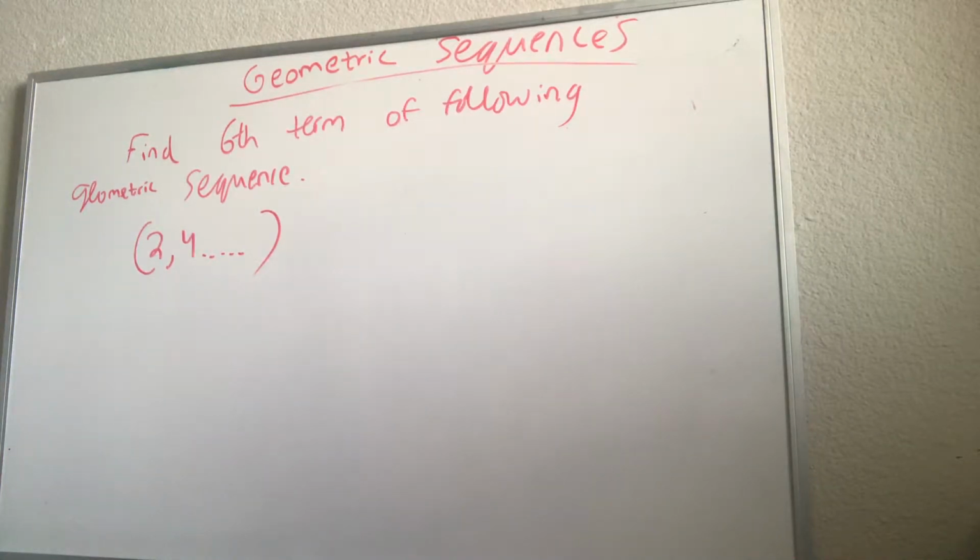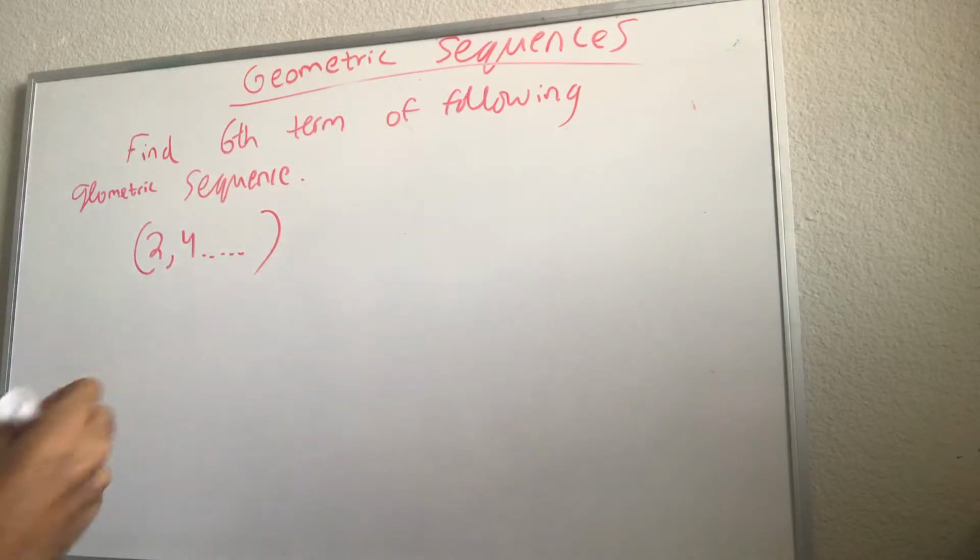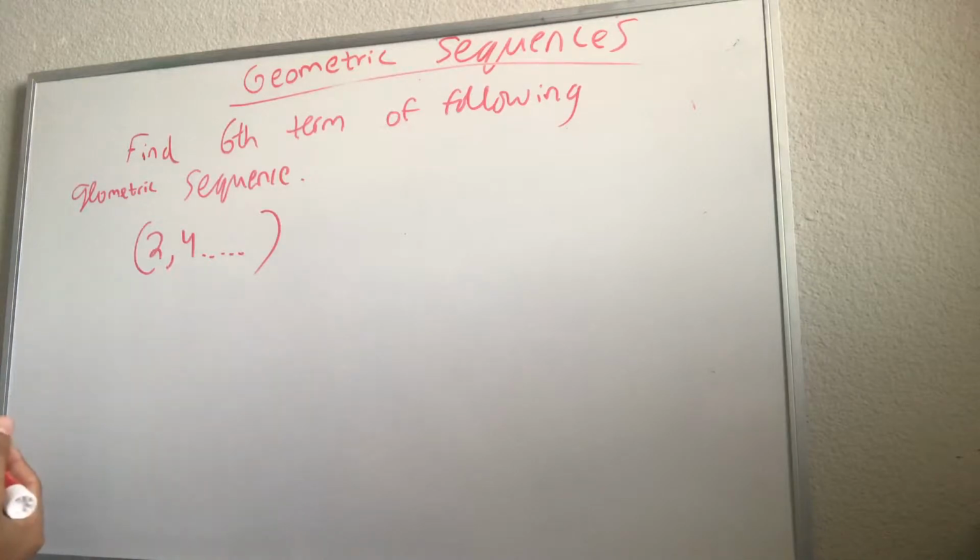So this is geometric sequences again, and really I just have one problem that I want to go over, just to reinforce that formula in mind. It states: find the sixth term of the following geometric sequence, and we know the first two terms, 2, 4. We don't know the rest.